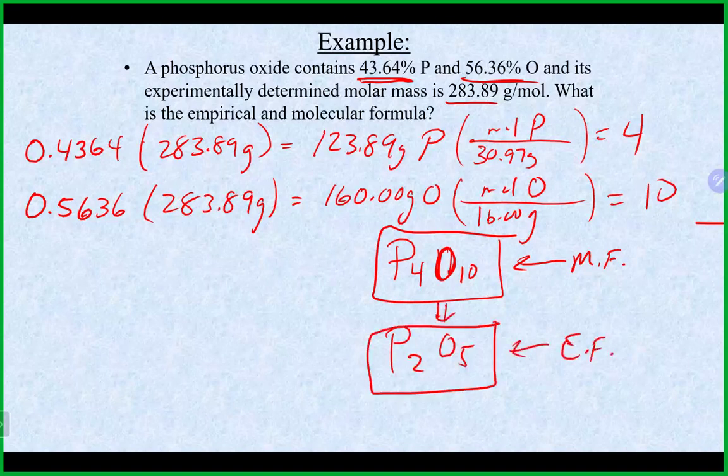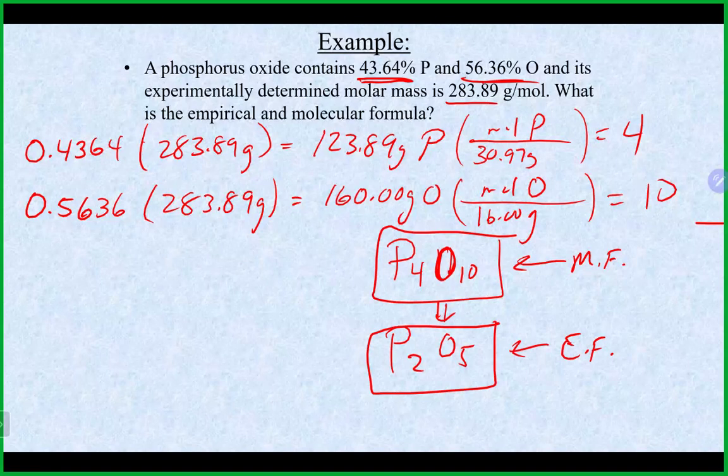So if you have the percent composition by mass given to you and the molar mass of that compound, you could start with the molecular formula first, using the percent composition, and then once you get the molecular formula, you could reduce it down to the empirical formula, like we did earlier in the chapter when we had molecular formulas.